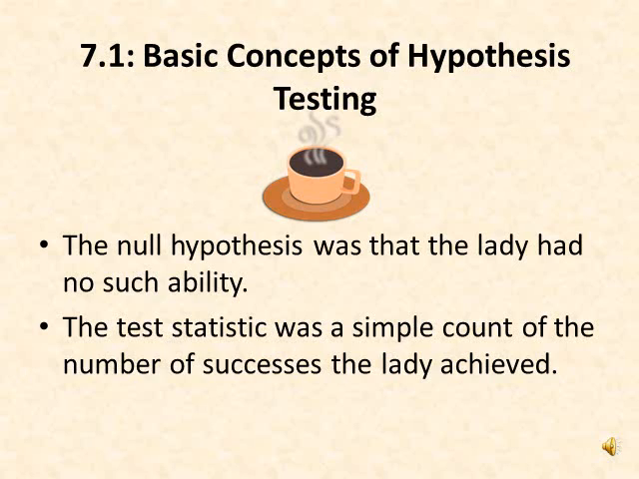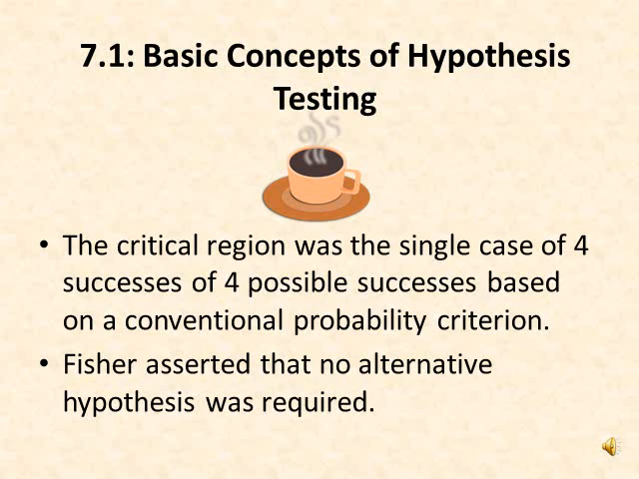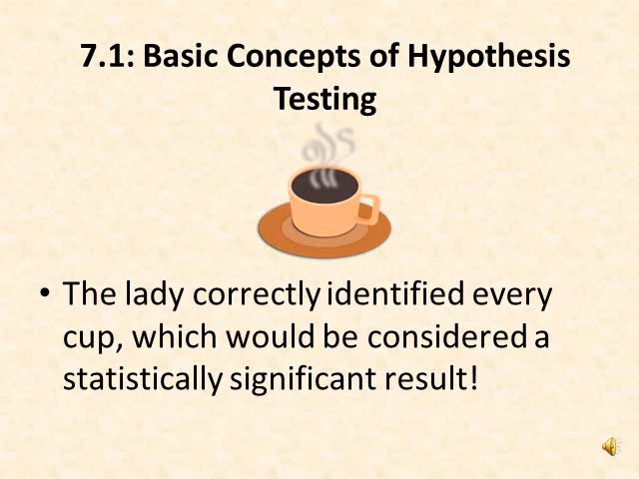The null hypothesis was that the lady had no such ability. The test statistic was a simple count of the number of successes the lady achieved. The critical region was the single case of 4 successes of 4 possible successes based on a conventional probability criterion. Fisher asserted that no alternative hypothesis was required. The lady correctly identified every cup, which would be considered a statistically significant result.